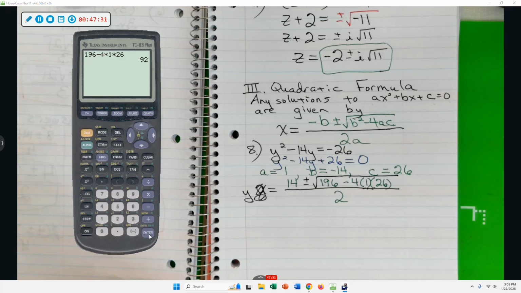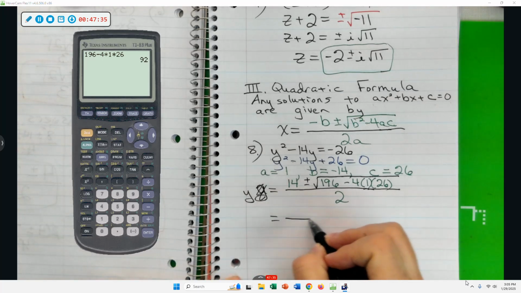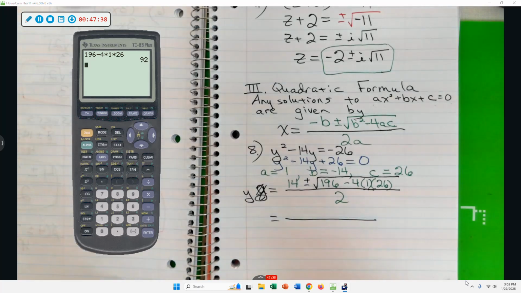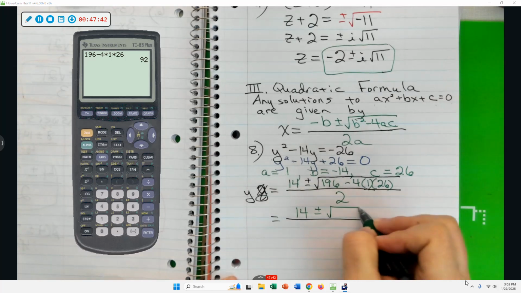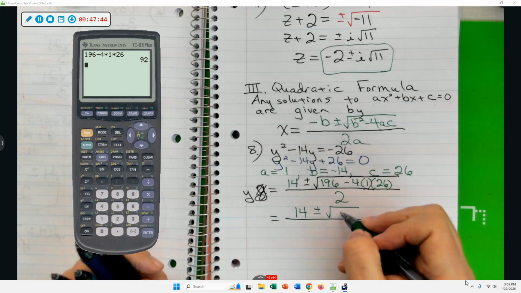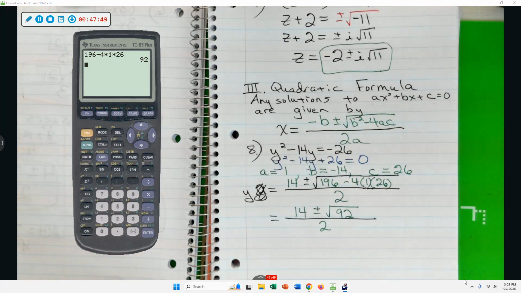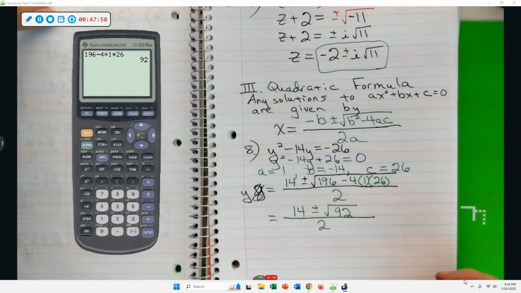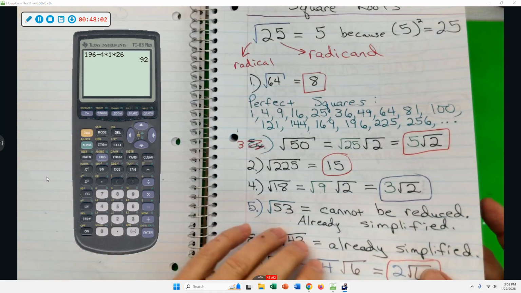92. I was thinking it might be a perfect square to get it started, but no. So it's 14 plus or minus the square root of 92. Are we going to have an i in this answer? No, because this number under the radical is not negative, so we're not going to have an i. Is 92 a perfect square?